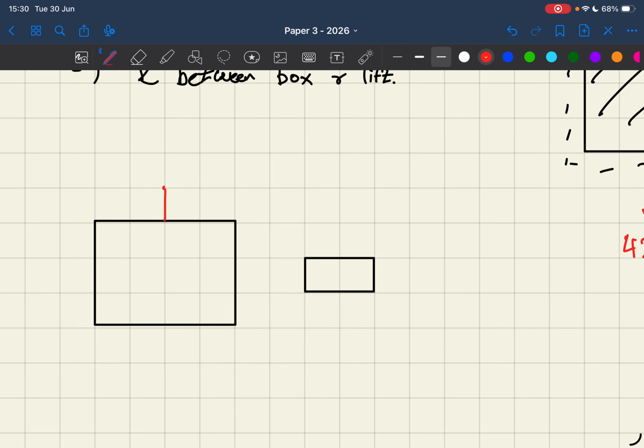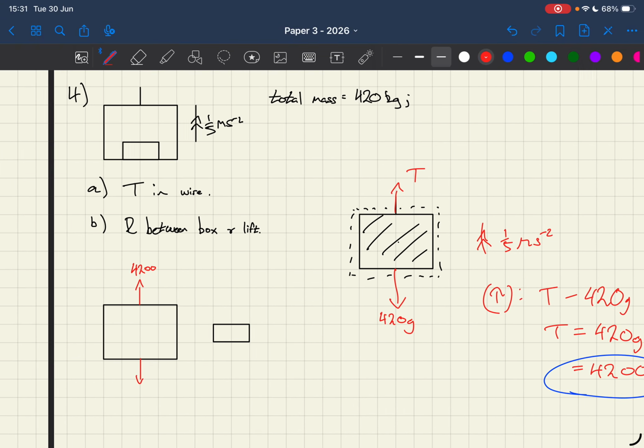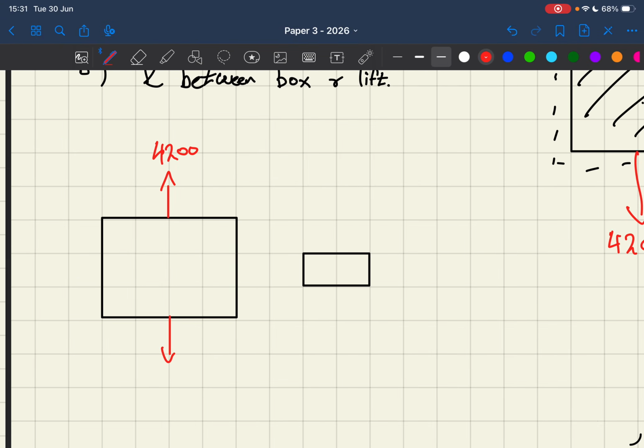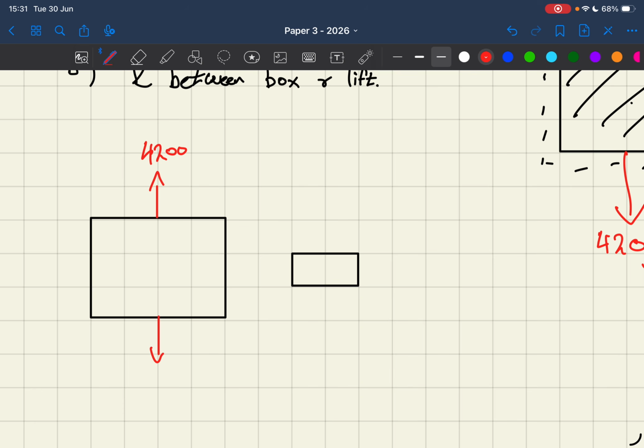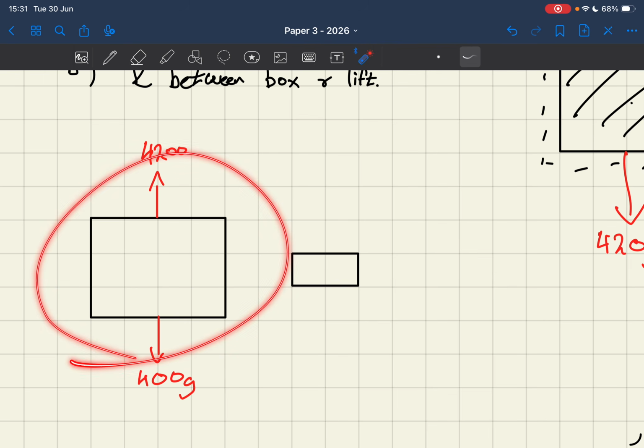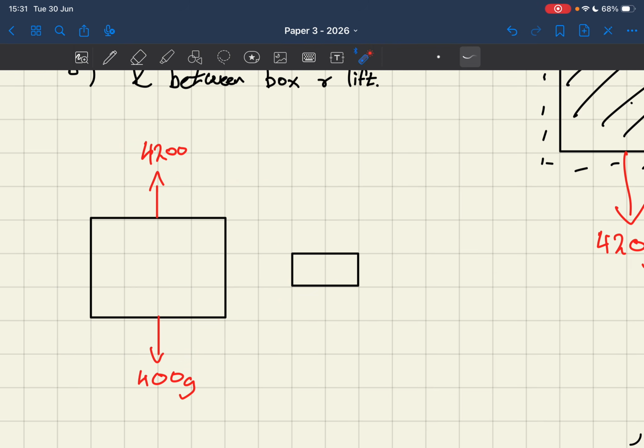itself, it obviously has that tension coming up, which we know is now 4,200. It's going to have its own weight coming down, which was 400. Did I write that down? It was 400 by itself, and then it was 20 for the thing inside the box, inside the lift. So this is 400. And also, what else is going to be pulling it down will be the reaction force. Because what's lifting the box up is that reaction force.